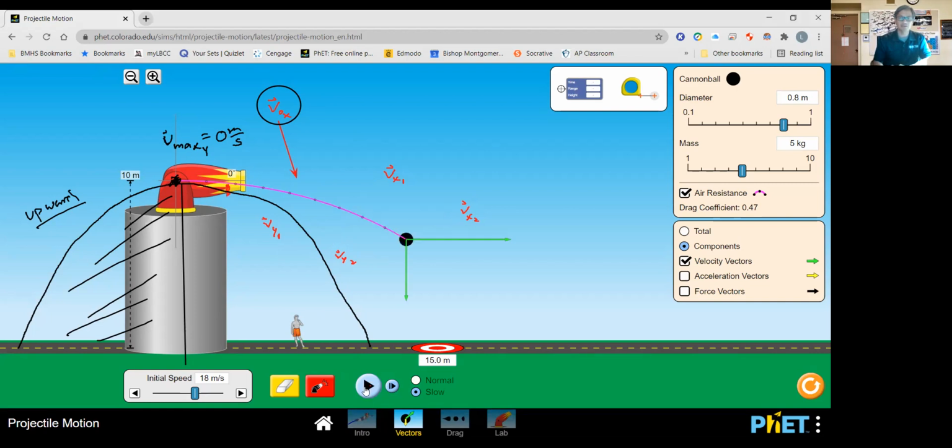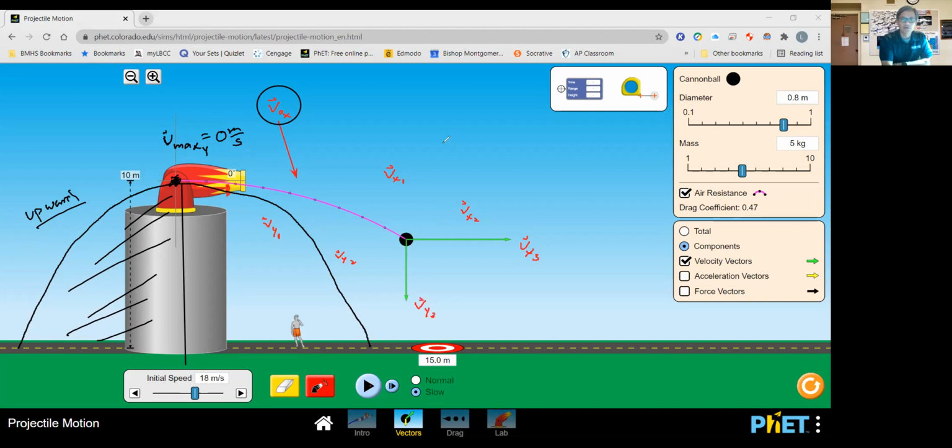Okay, I'm going to pause it right there. Again, I want to draw your attention to this: this is the velocity along the x at some position 3, and if you notice, it still stays the same. And then finally here, the velocity along the y at position 3 is going to be larger.